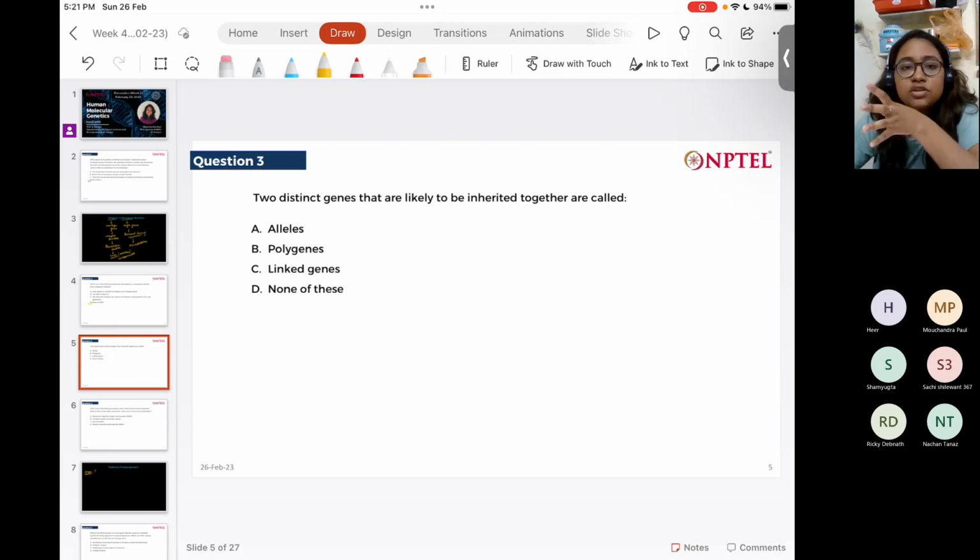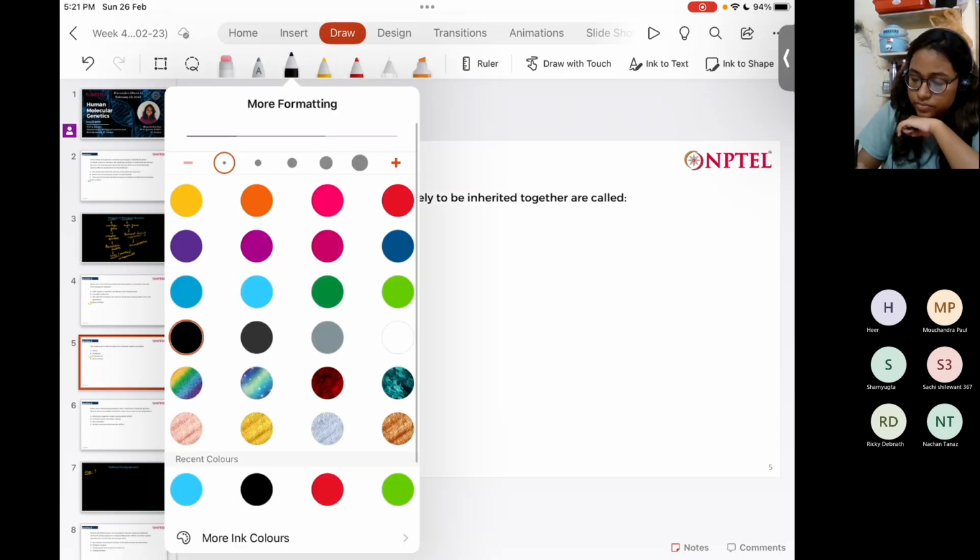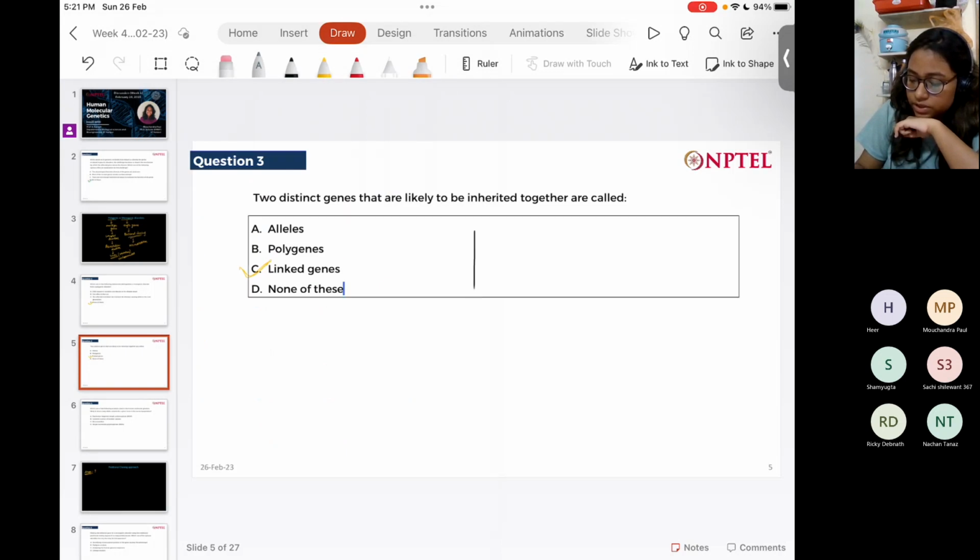This is a simple definition. I would request you to think over it and answer. This statement defines what kind of genes? Okay, so you have answered alleles. So you're actually wrong. The correct answer is linked genes. Why? Let me explain.